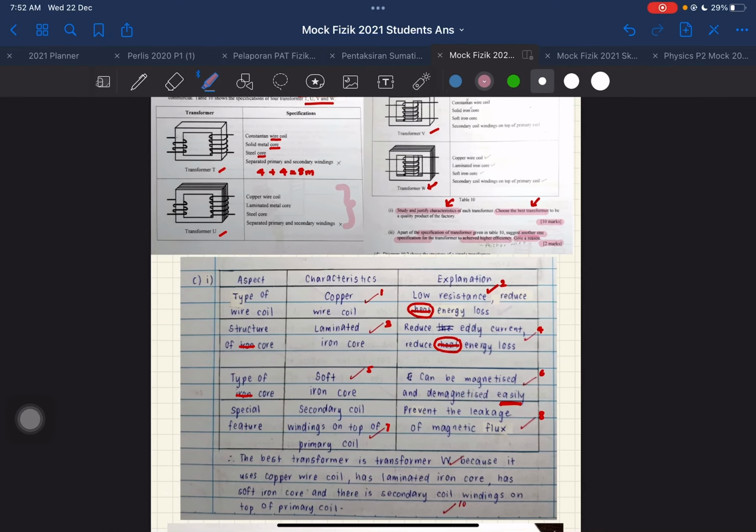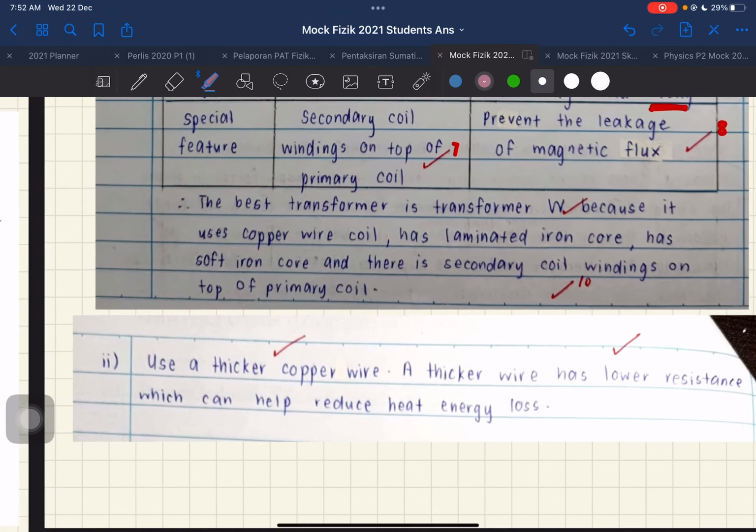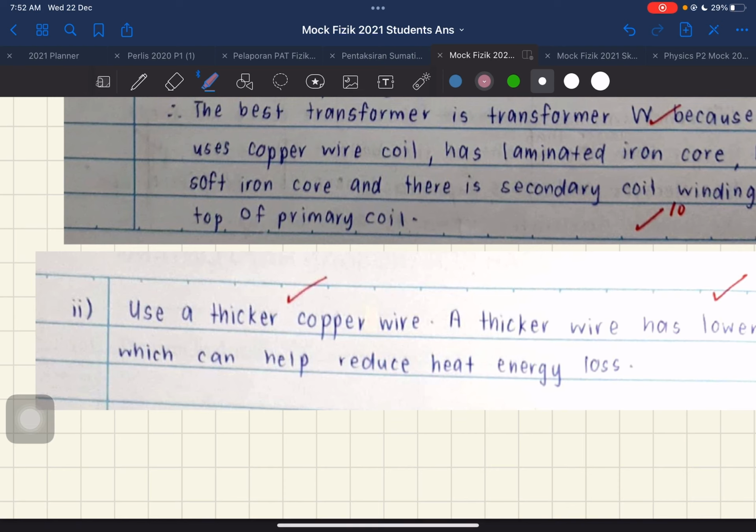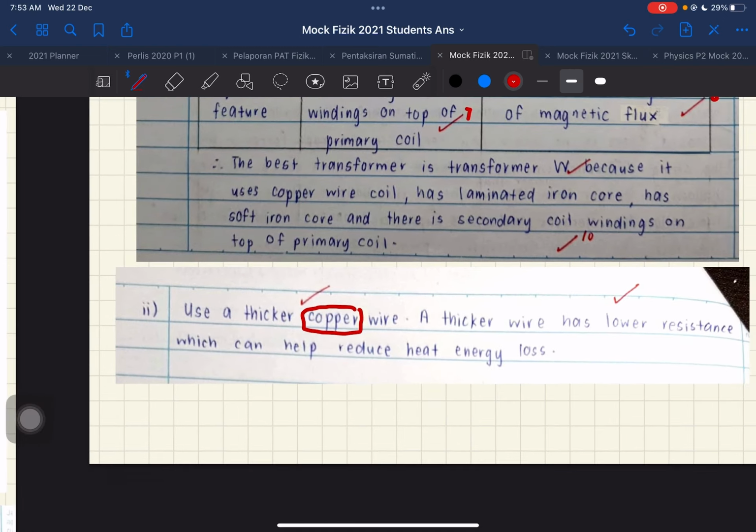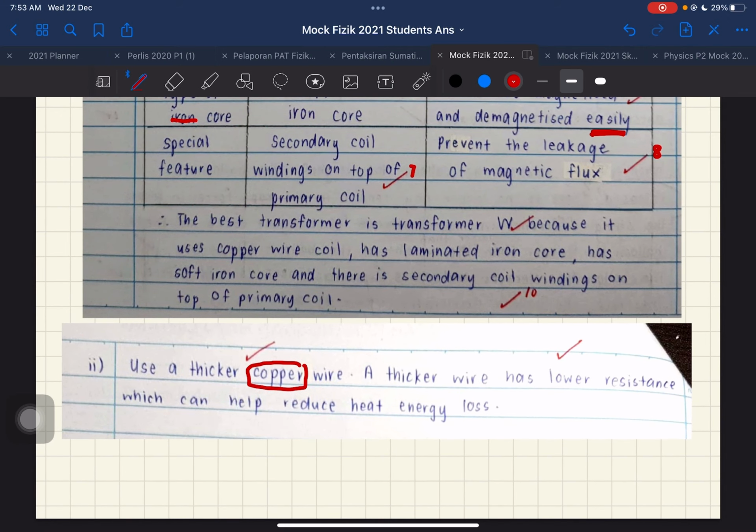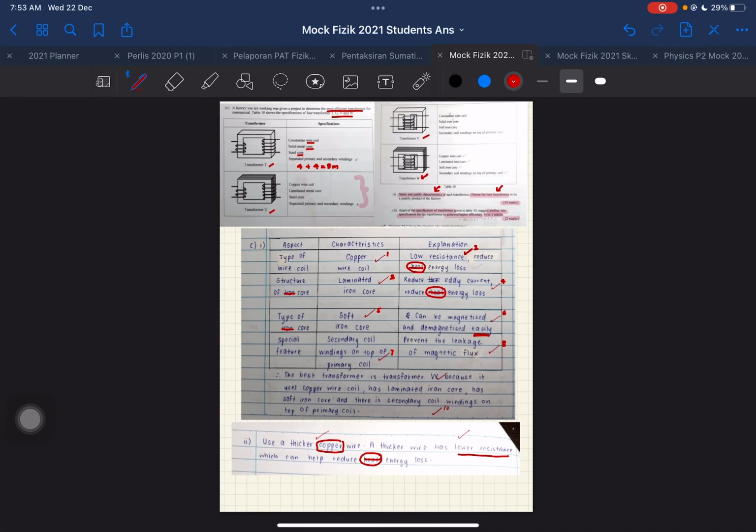So here, use thicker wire. Copper wire is no need, because the copper wire is already given in the table. So this one is no need. Just write thicker wire or bigger diameter wire. So the answer, thicker wire, will be 1 mark. Reason, lower resistance. Again here, don't write heat. Reduce energy loss is enough. Faham? Okay.